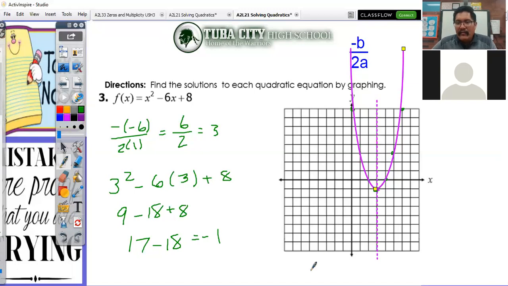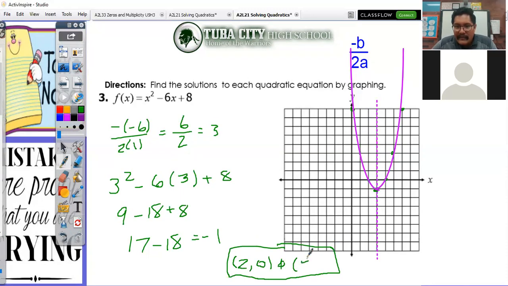Okay, so now our graph only has to be made well enough to get the x-intercepts here. So in this case, our x-intercepts are going to be over 2, 0, as an ordered pair like this. And the other one, over 4, 0.